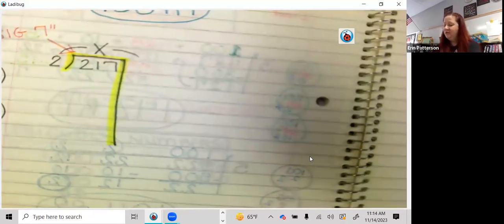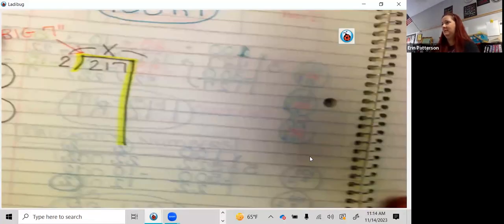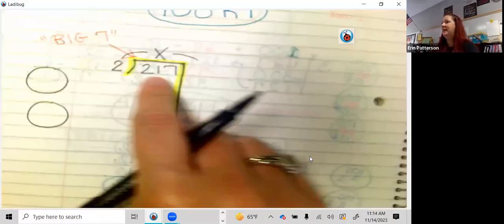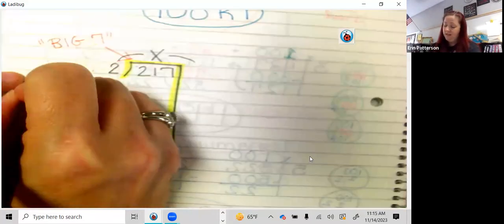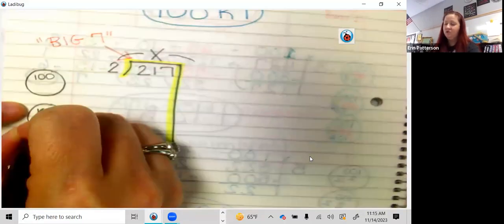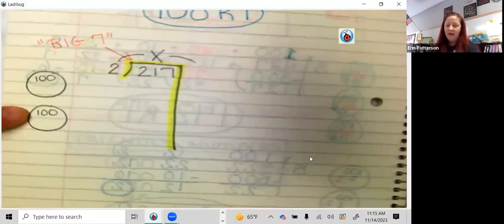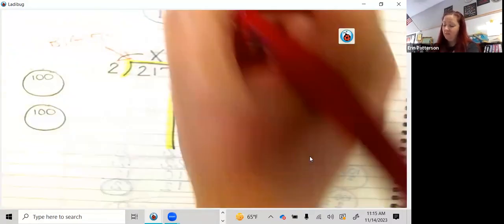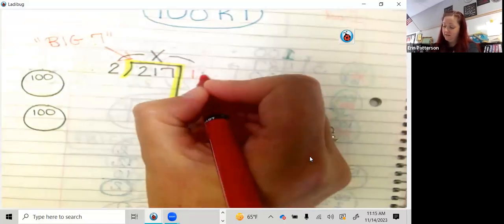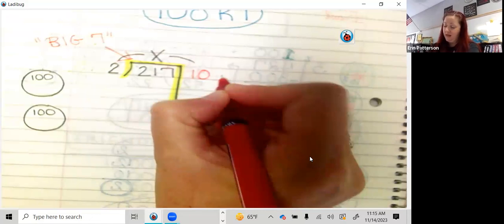I'm looking at 2 divided into 217. I've got 217 pieces of candy. I'm looking for a friendly number. What friendly number did we use above? 100, because if I give 100 to Elijah and 100 to True, I've given away 200 pieces of candy. So I'm going to take right next to 217, instead of above it, I'm writing it beside it. I'm doing that with my red pen.